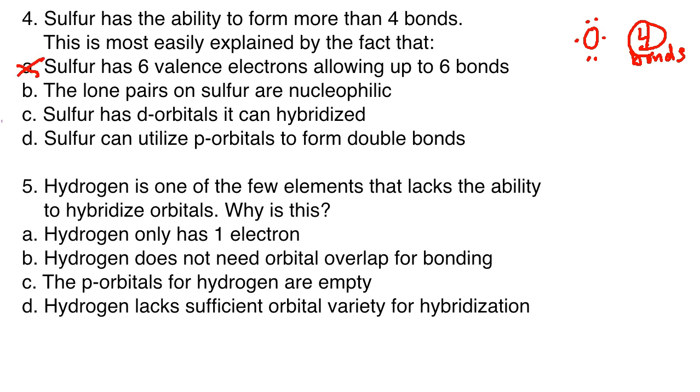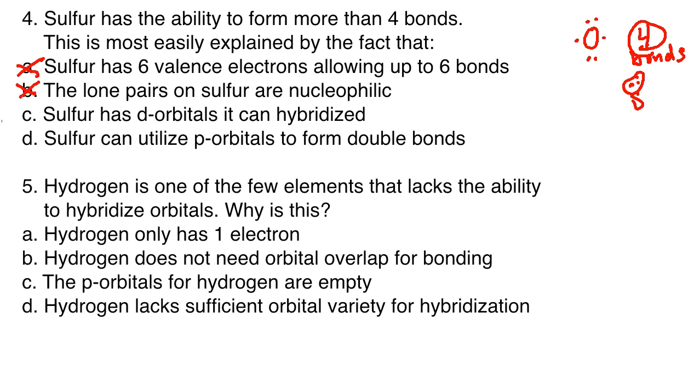The lone pairs on sulfur are nucleophilic. Well, that is true. So when we have lone pairs of electrons, they act nucleophilic, and sulfur would have 2 pairs. However, that doesn't explain why it can form 6 bonds at one time, or 5 bonds, or more than 4. All that explains is that sulfur can potentially be nucleophilic because it has a lone pair, so that's out.